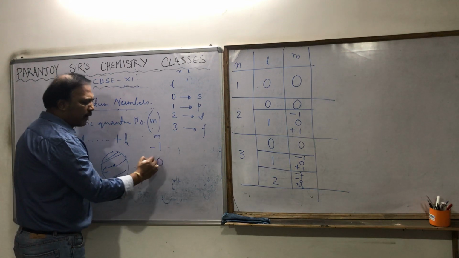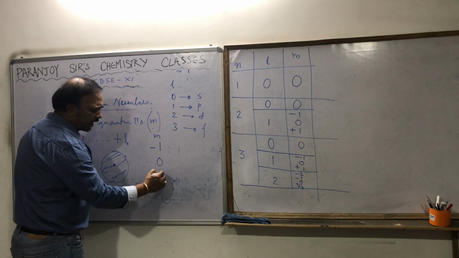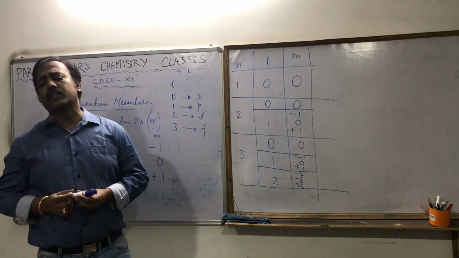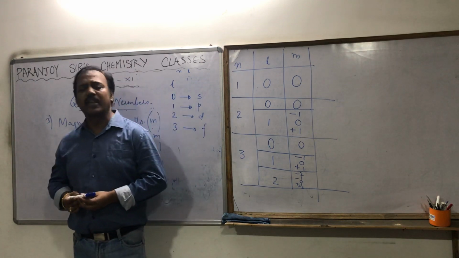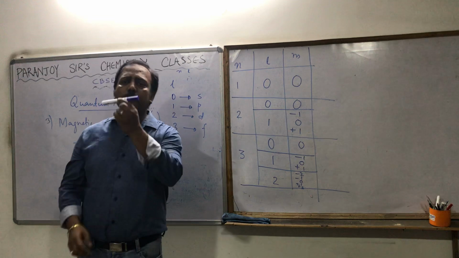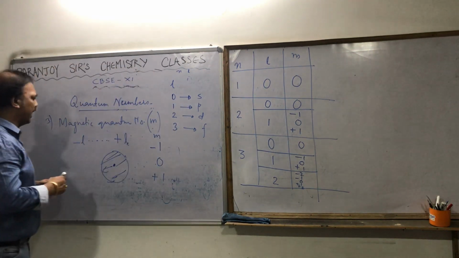One is directed by 0 when m is equal to 0, and one is directed by +1. Now, the three directions of the three p orbitals present in one shell are px. Px means it's oriented along the x-axis.